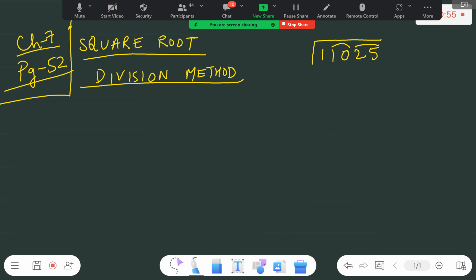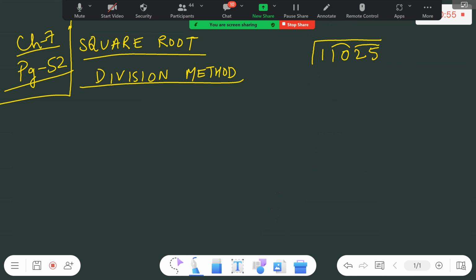So, here we will again start taking pairs from the right hand side. First pair 24, next pair 15, next pair 61. Now we have to find such a number whose square will be just less than or equal to 61. What is such a number? 7. Because 8 into 8 is 64, more than 61. 7 into 7, 49. Remainder 12. Now we will bring down the entire pair 15.